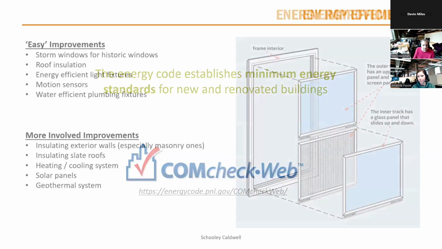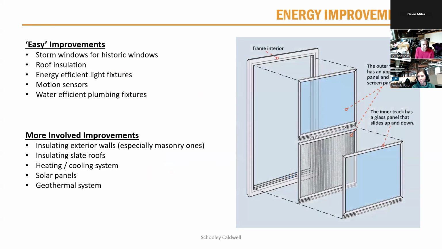So a few simpler energy improvements. Easy improvements, storm windows for historic buildings. If you add a storm window to a historic window that is otherwise just a single piece of glass, you are going to get about the same U value as you would if you replace that window with an insulated pane of glass. But in this case, you've one, saved a bunch of money, and two, you've saved your historic windows in their appearance. Other easier improvements is adding roof insulation, and that can really make a big difference in how your building functions. Looking at energy efficient light fixtures, motion sensors, and water efficient plumbing fixtures are all fairly easy things to do.